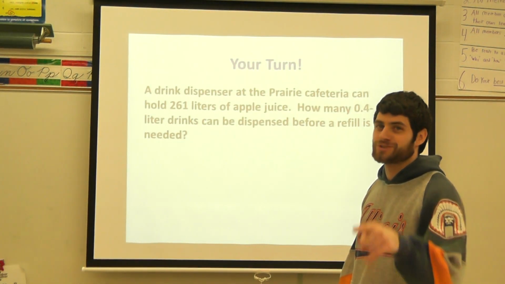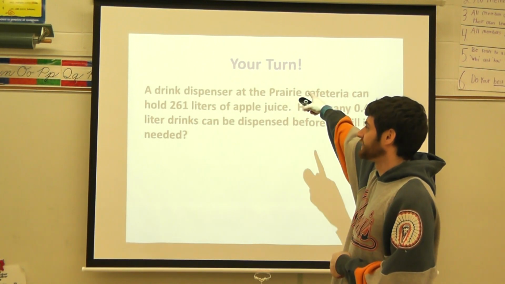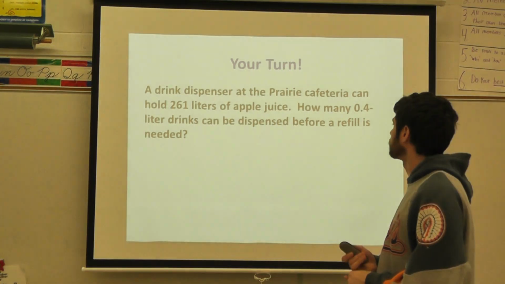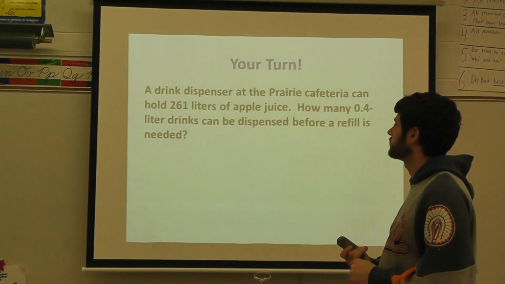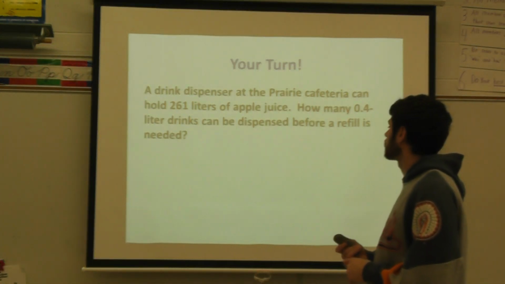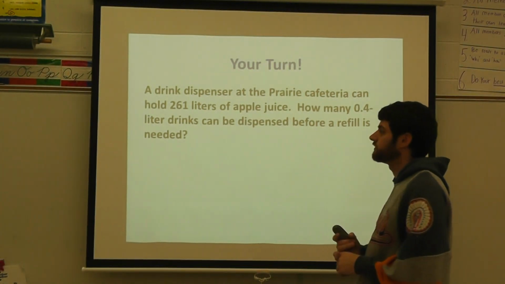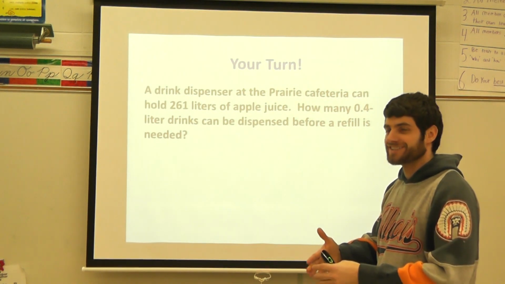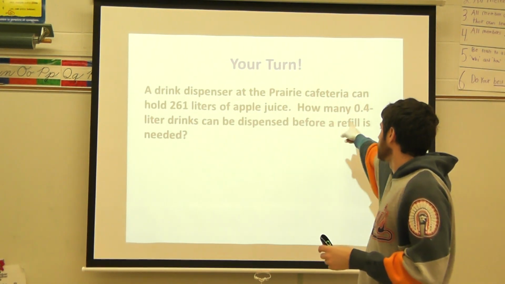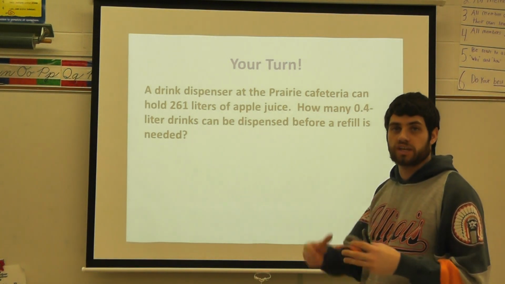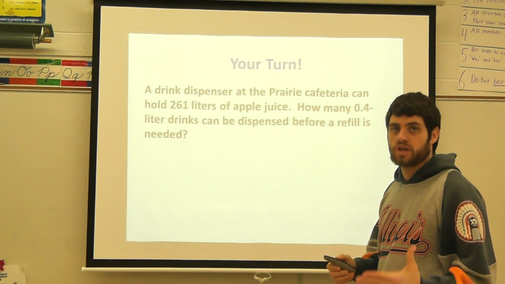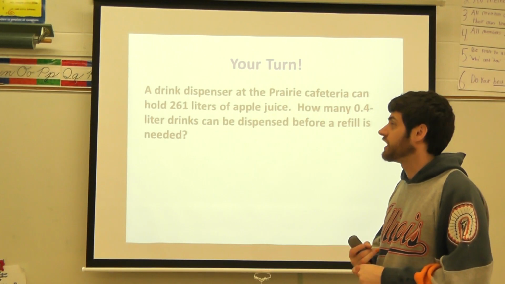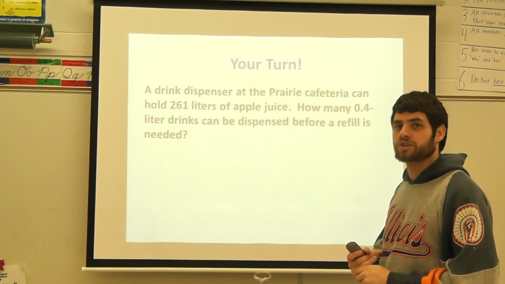Ooh, I love this slide, and I'm sure you've missed this slide too. This is your turn. Here's your problem at home. A drink dispenser at the Prairie Cafeteria can hold 261 liters of apple juice. How many 0.4 liter drinks can be dispensed before a refill is needed? This giant apple juice machine is going to dispense drinks, and each drink takes 0.4 liters. That's the size of the cup it's going to fill. I know the pencil's out already, the notebook's ready to go, and you might have a calculator as well. Go ahead and pause the video and we'll see what you come up with.